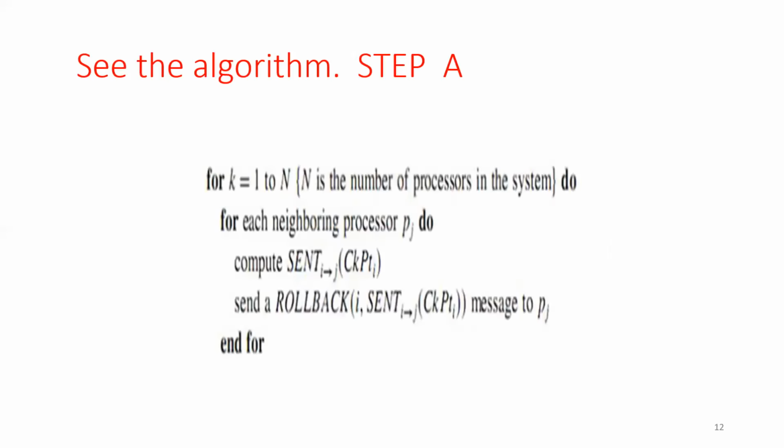See the algorithm. Take step A of the algorithm. For k equal to 1 to n, where n is the number of processes in the system, do the outer loop. Then come to the inner loop. For each neighboring process Pj, compute send I to j, and send a rollback message. The format of the rollback message is rollback I comma send I to j checkpoint message to Pj. What is this algorithm? Let us see.